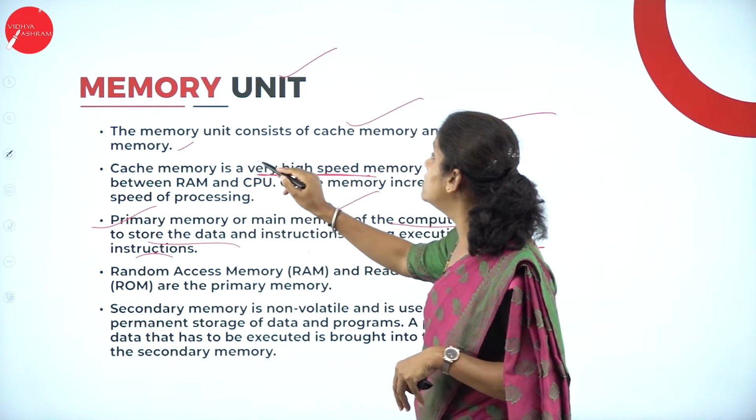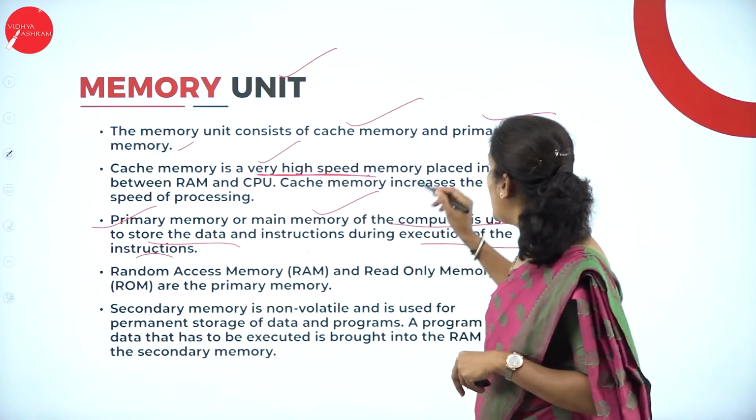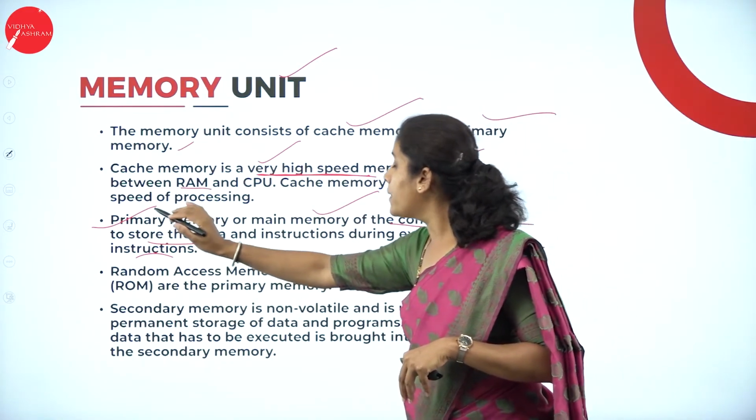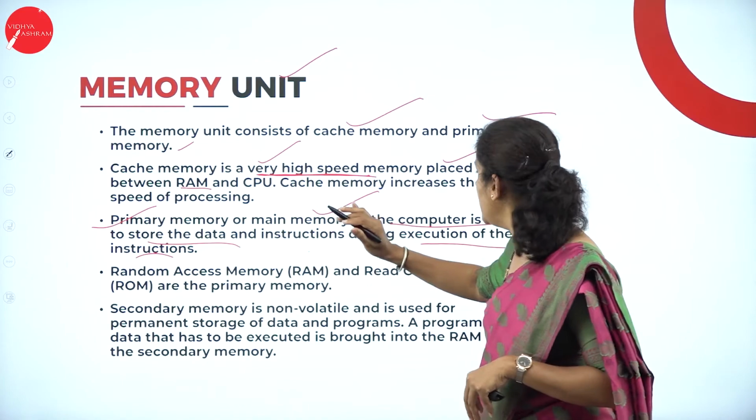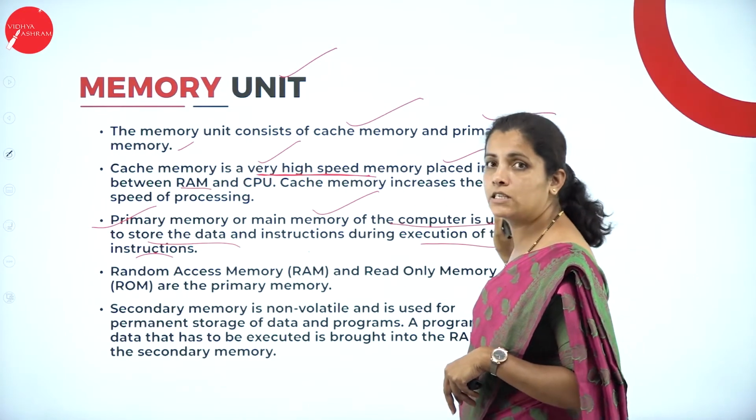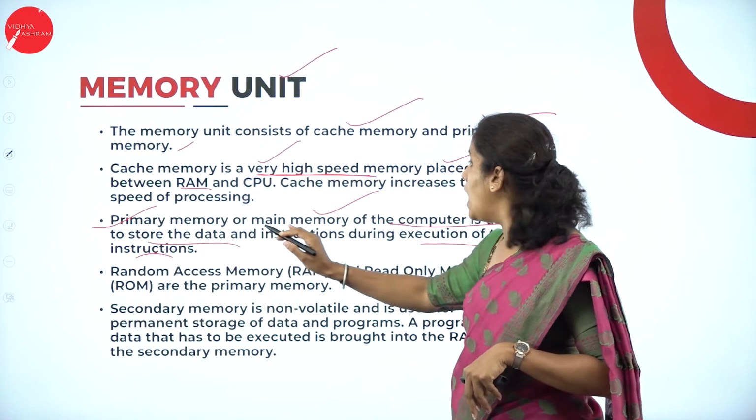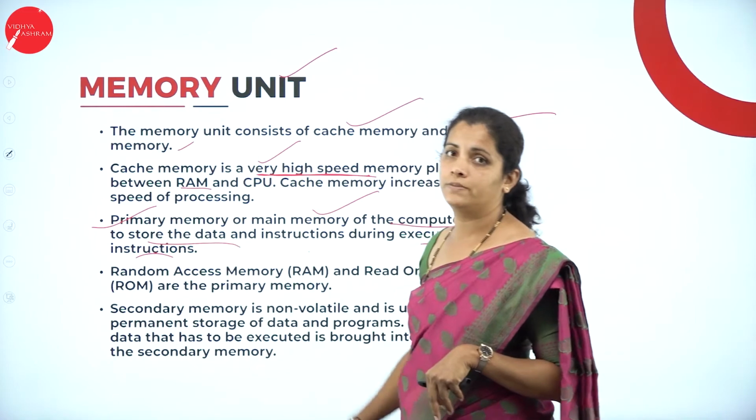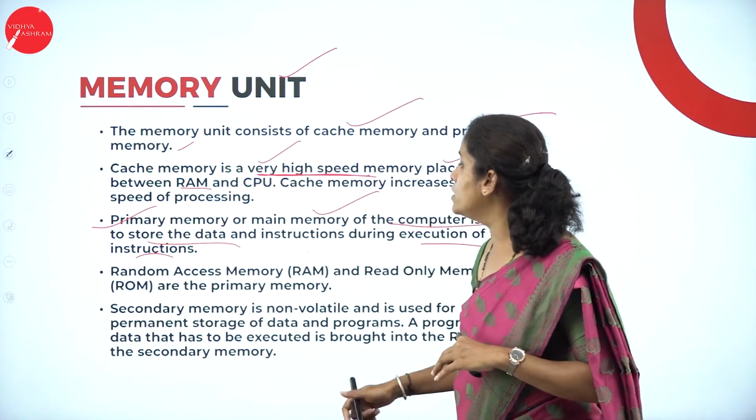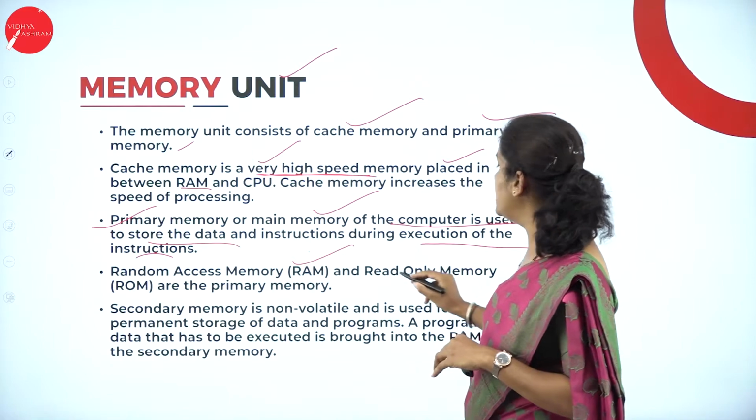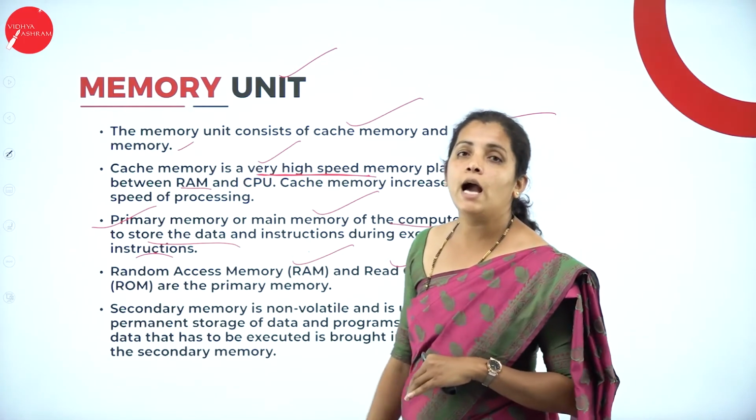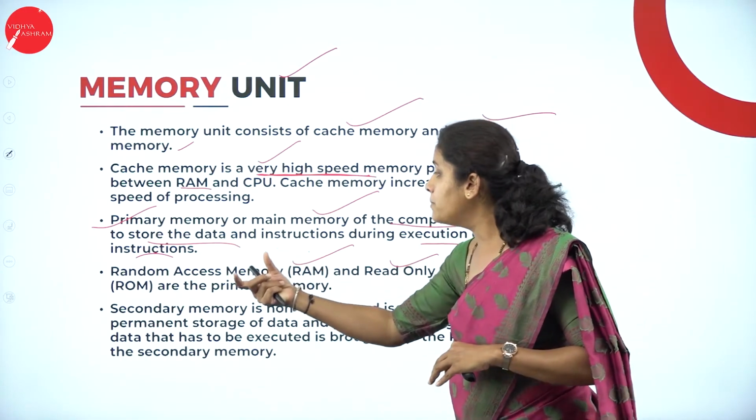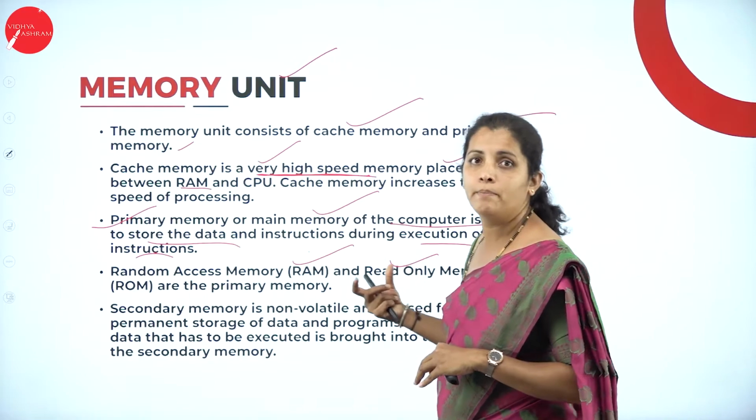Cache memory is a very high speed memory, and it is placed between RAM and CPU, whereas primary memory is also called main memory of the computer, and it is used to store the data and instruction during the execution of the instruction. The two types of primary memories are random access memory and read-only memory. In the upcoming session, we are going to study in depth about random access memory and read-only memory.